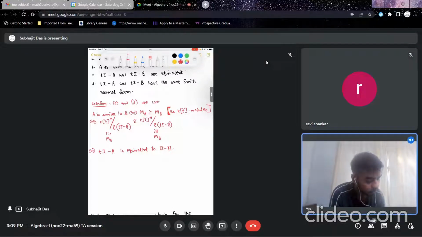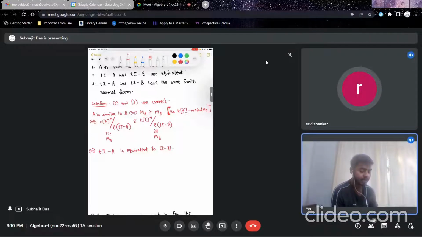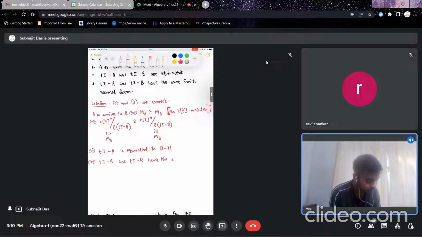So both C and D actually have to be correct. You have seen this in the sessions, when the instructor was trying to develop the rational canonical form. So Ti minus A is equivalent to Ti minus B, and you definitely know that two matrices are equivalent if and only if they have the same Smith normal form. So this is true if and only if Ti minus A and Ti minus B have the same Smith normal form.